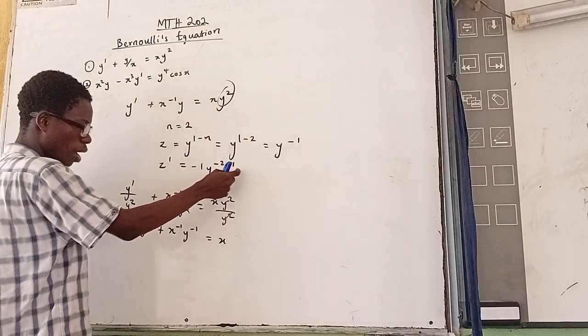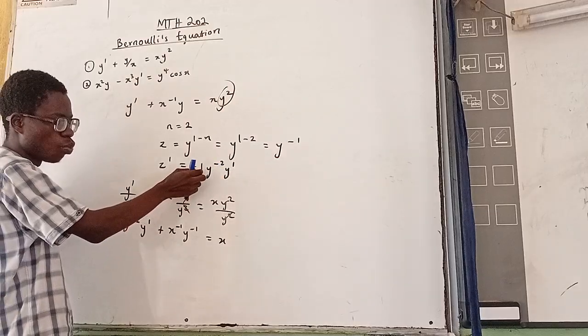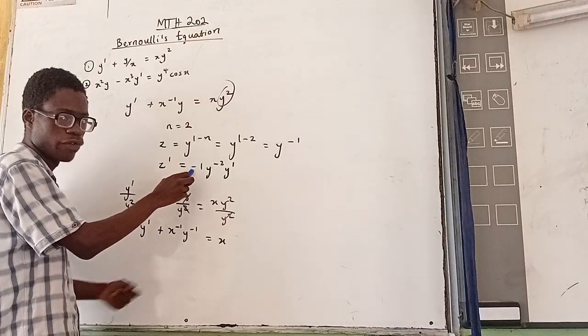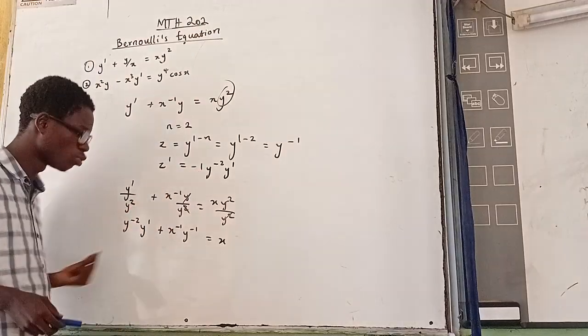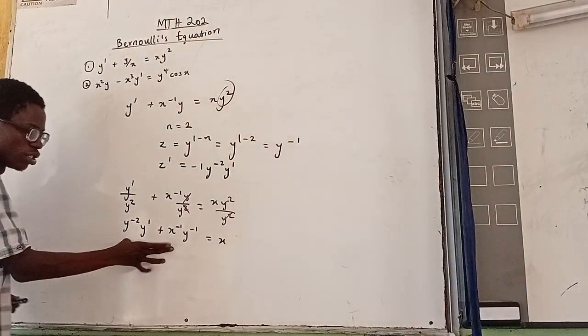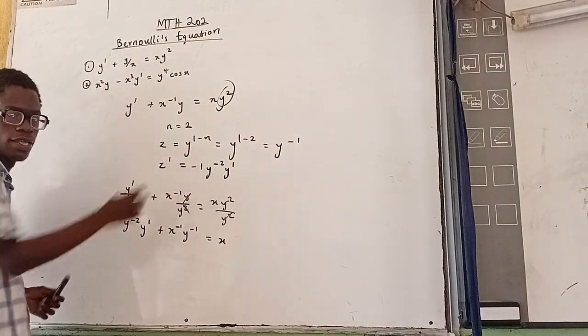y minus 2 y prime is already here. But it makes this minus 1 to make sure the equation is complete. It makes this minus 1, don't forget this. So that means this minus 1, we are going to multiply this equation through by minus 1. We are multiplying this equation that we have here through by minus 1.